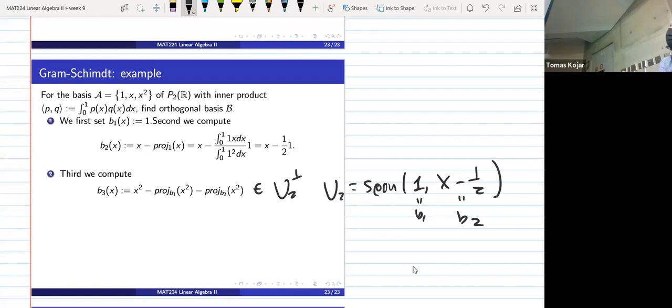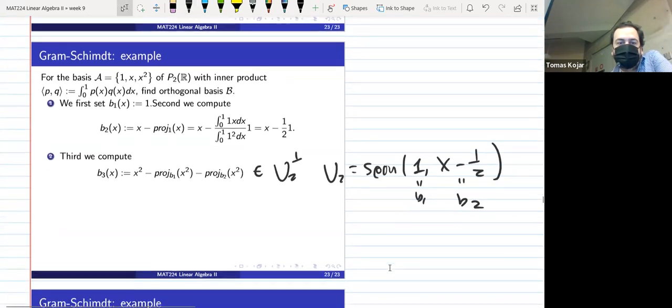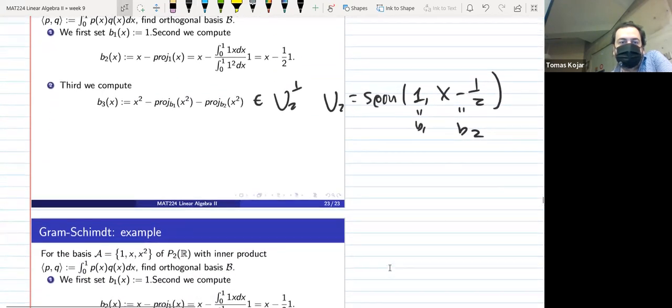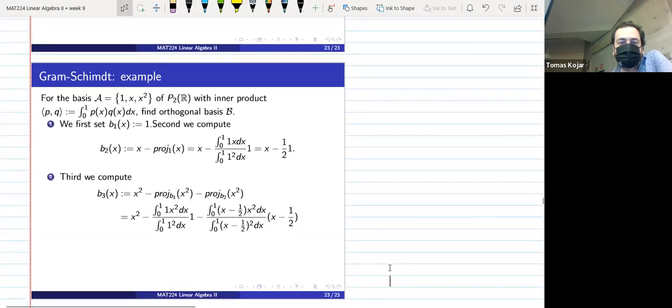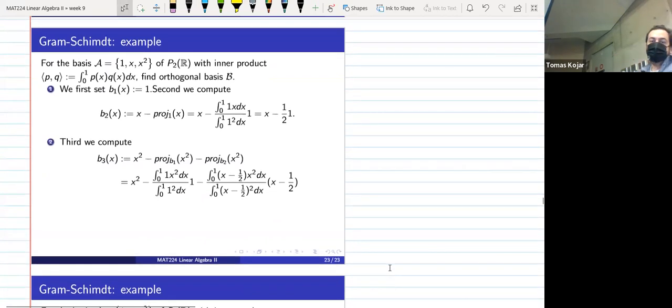Everybody happy? All right. We have to compute this. I know it's starting to look terrible. This one, no, we didn't get it because it's x squared.